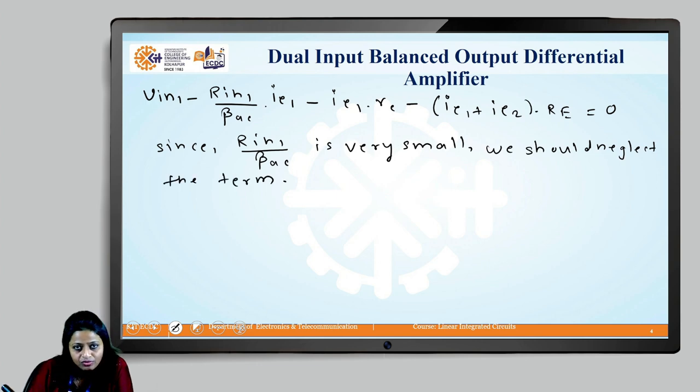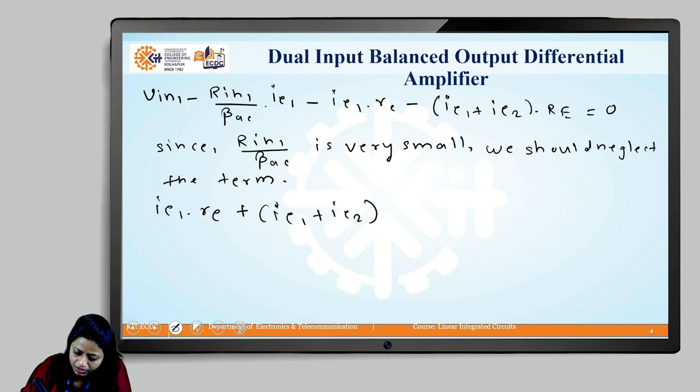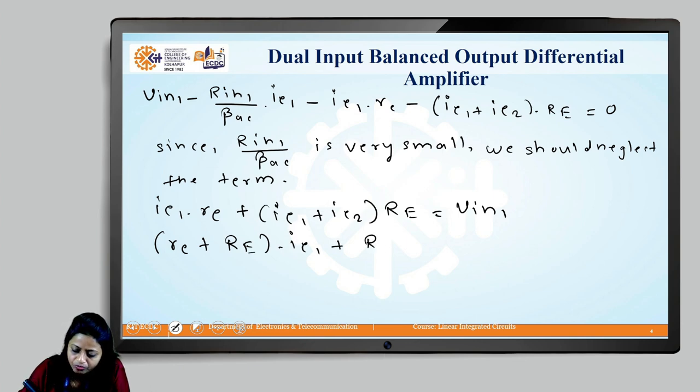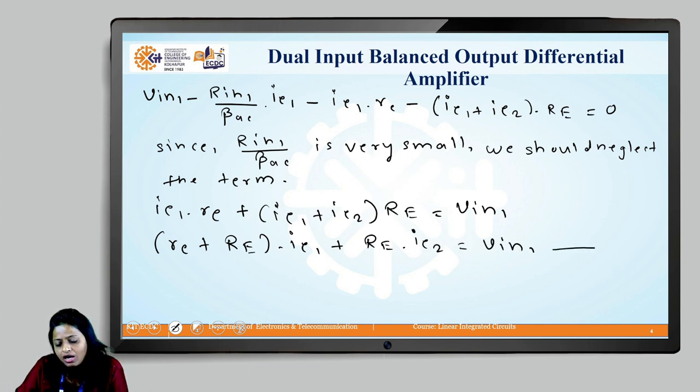So if we do so, we can rewrite the equation as IE1 into re plus (IE1 plus IE2) into RE is equal to VIN1, or we can rewrite it as (re plus RE) IE1 plus RE into IE2 is equal to VIN1, collecting the terms for IE1 together. So this gives us the first equation after applying KVL in loop 1. Similarly, we will apply KVL in loop 2 and rewrite the equation.